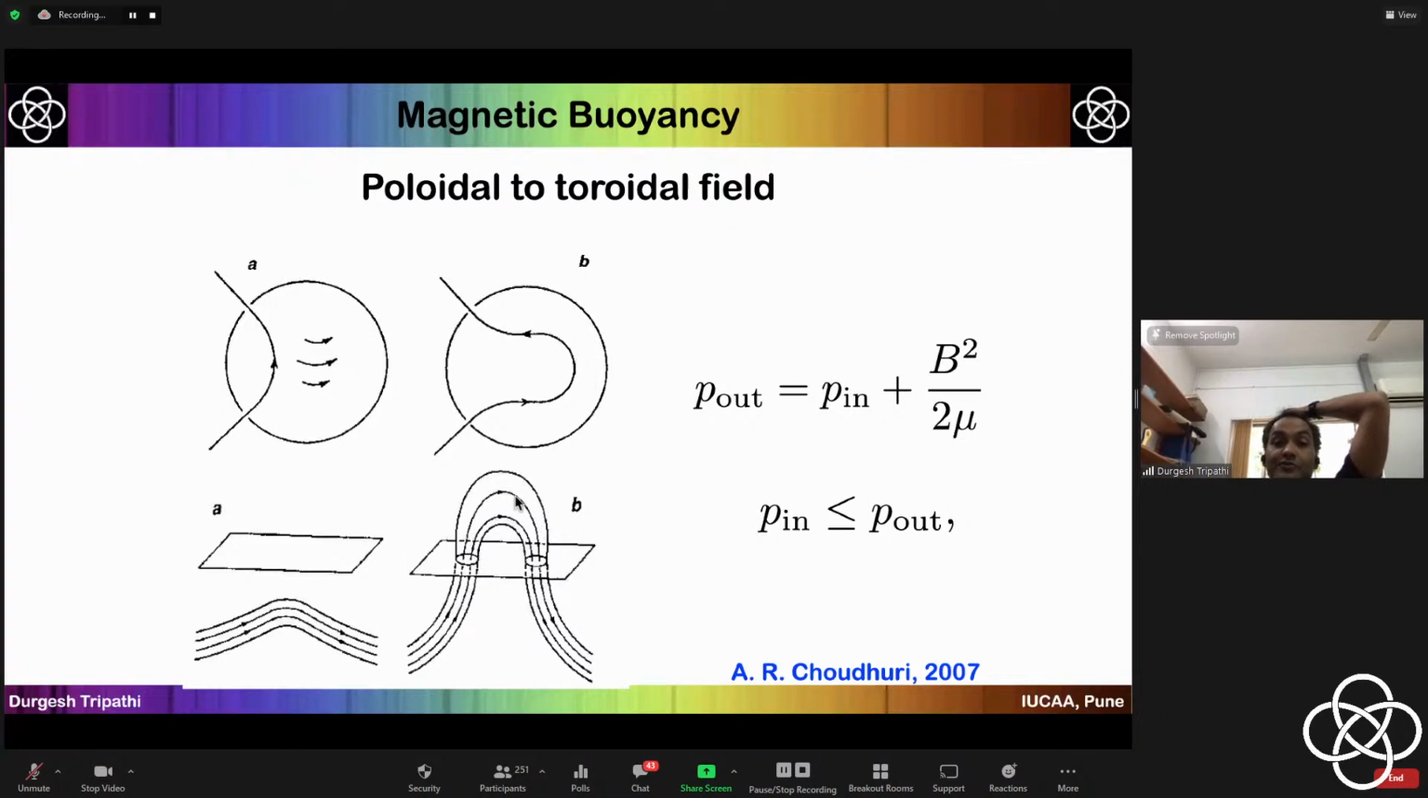These are the loops you see in the upper layers of the atmosphere, but on the surface they will appear as sunspots.